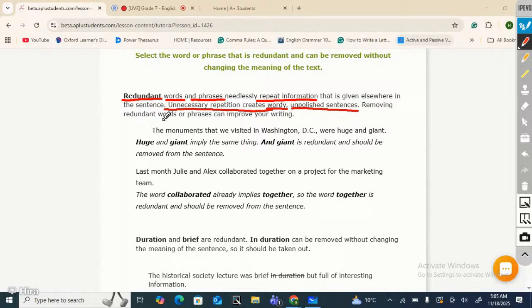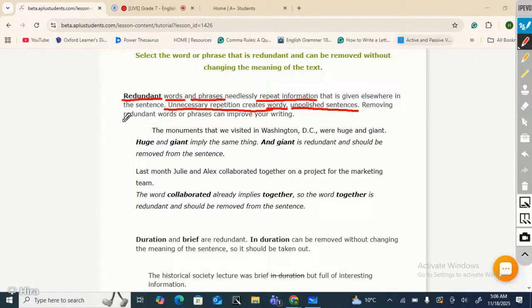So, if you remove redundant words or phrases from your writing, it can improve it, it can make it better. And unnecessary repetition creates unpolished sentences. So, you always look for redundant words and phrases in your writing.